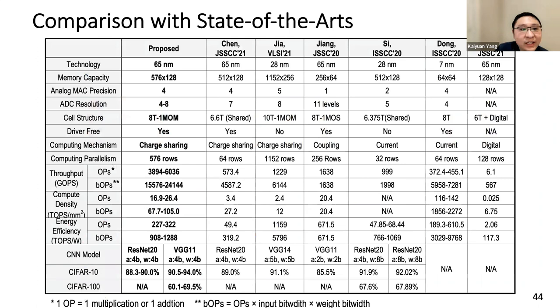So this is a comparison with state of the art. We can achieve a pretty high energy efficiency, 200 teraops per watt for a 4-bit operation, and that equals over 1,000 terabit ops per watt.